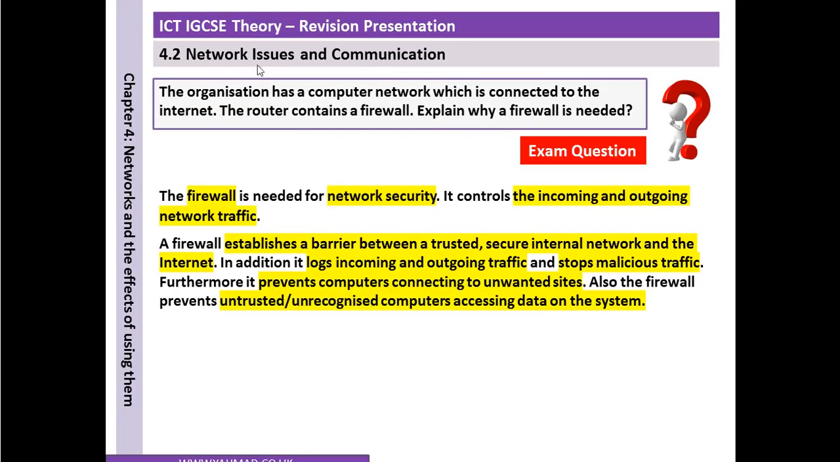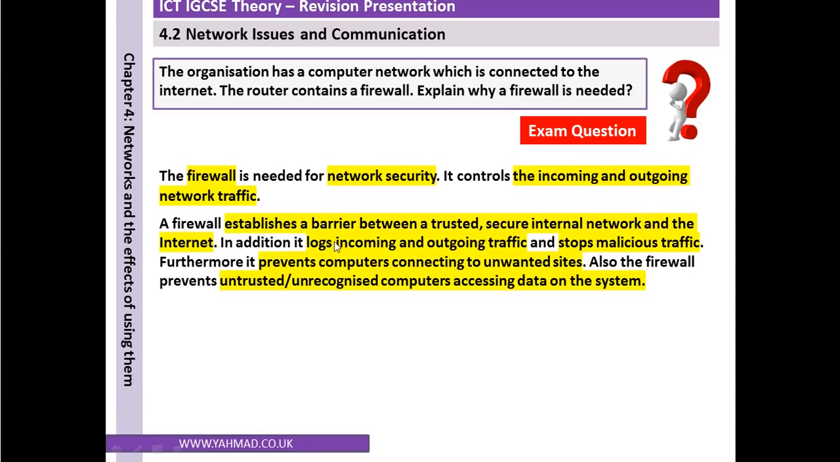Okay, so exam question. The organization has a computer network which is connected to the internet. The router contains a firewall. Explain why a firewall is needed. The firewall is needed for network security. It controls the incoming and outgoing network traffic.